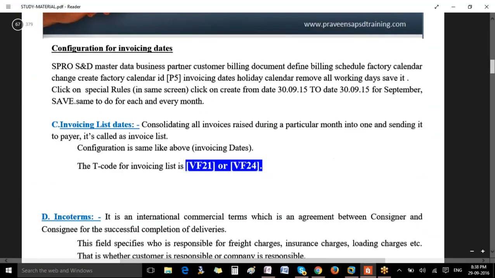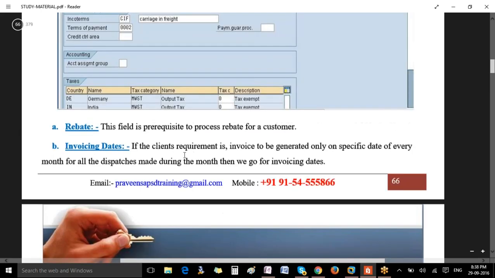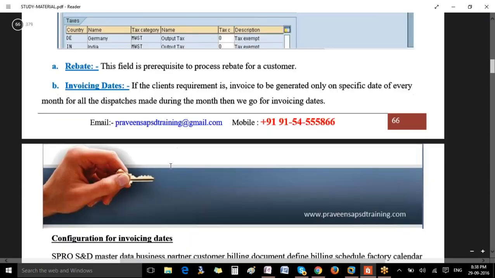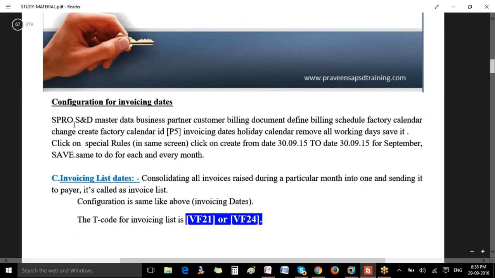Invoicing dates means the invoice for a customer is generated only on a specific date. The invoice is to be generated only on a specific date of every month for all the deliveries made in this particular month. That's called invoicing dates. So how to configure that? I have given a menu path and everything here. If you maintain so and so date, the system will raise the invoice only on that particular date for that customer.